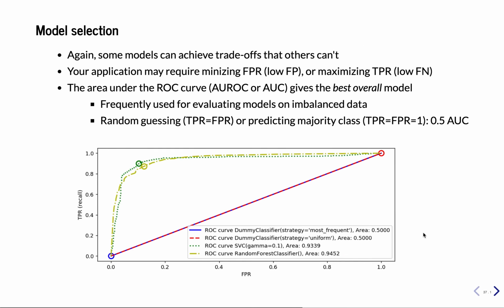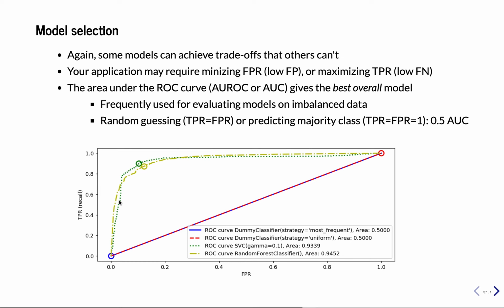And again, some models can achieve trade-offs that others just can't. Right? In this case, for instance, we can see a support vector machine in green and random forest in yellow, and we can see that if we want primarily a high true positive rate, the support vector machine affords us solutions which are slightly better for the same false positive rate than the random forest classifier. If, on the other hand, we really want to drive down the false positives, we can see that there are solutions for random forest which are not achievable for the support vector machine, unless we change gamma, perhaps.